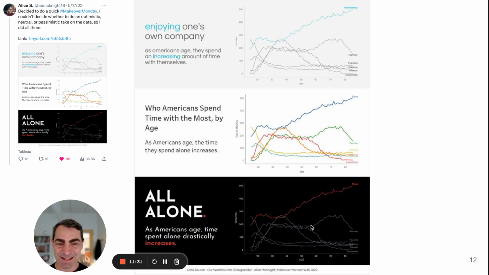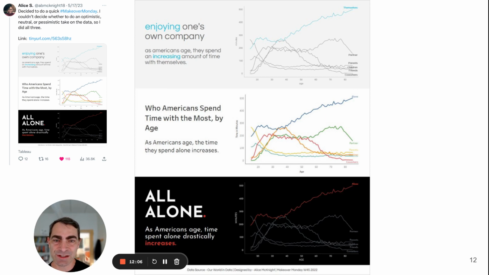And the last one is exactly the opposite. Once again, this line is highlighted, and there's a big text here. All alone, as Americans age, time spent alone drastically increases. Isn't that interesting? Same data, same graph, slightly different coloring. Well, not slightly different coloring and different titles, and it puts you in a completely different frame of mind.